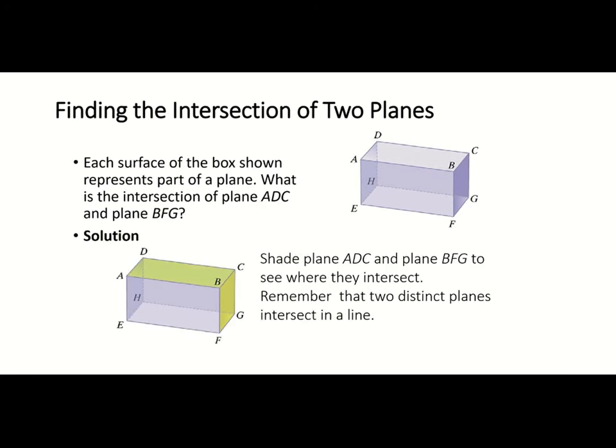All right, so you can see here, here is plane ADC right here. And then plane BFG is right here. So where they intersect or where they meet is going to be right here. It's line BC. That's where the two planes meet. So they intersect at a line, and it's line BC.